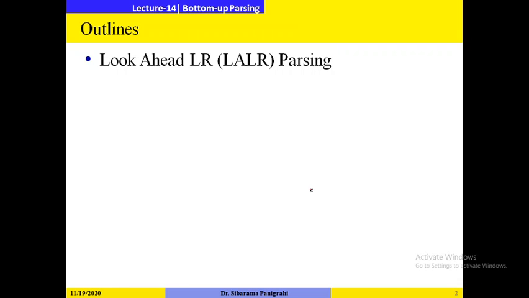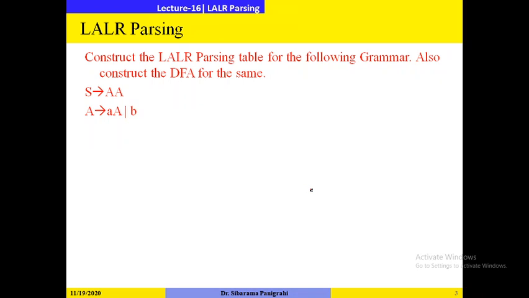Let me explain LALR parsing with the help of one example. We have to construct the LALR parsing table for the following grammar. Also, we have to construct the DFA for the same. Then we will construct the action and goto table for the same. So first, step number one. In step number one, what will we do? We will number the productions.